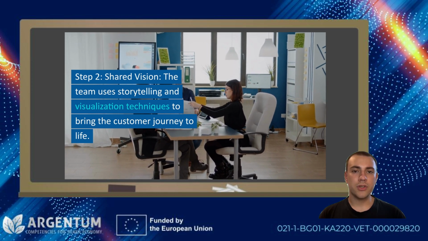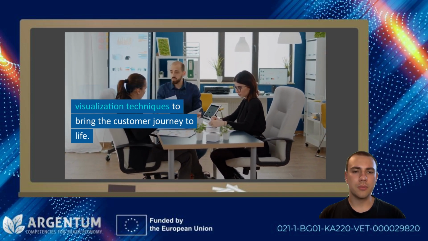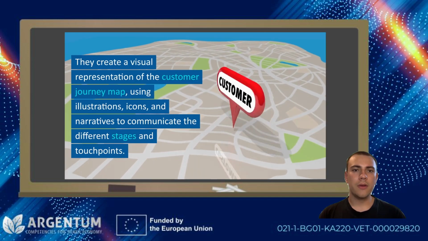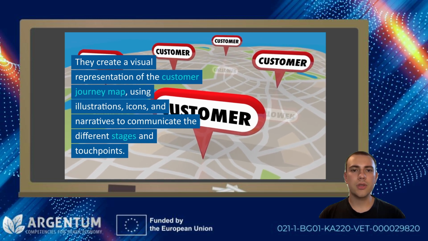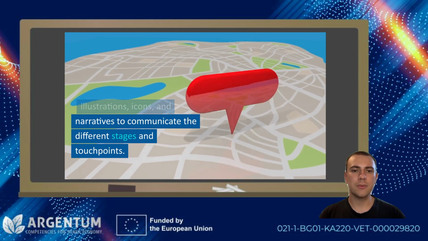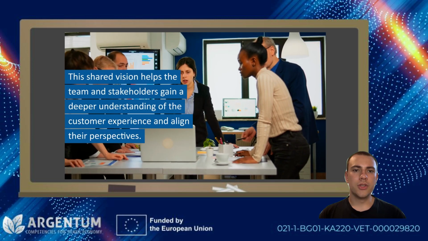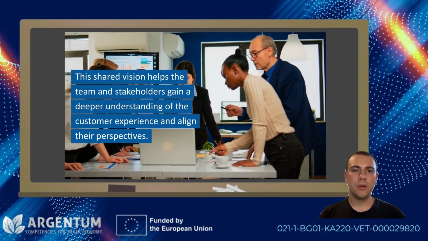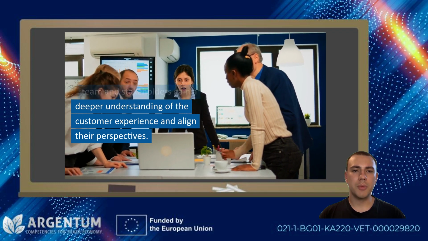Step 2. Shared vision. The team uses storytelling and visualization techniques to bring the customer journey to life. They create a visual representation of the customer journey map using illustrations, icons, and narratives to communicate the different stages and touchpoints. This shared vision helps the team and stakeholders gain a deeper understanding of the customer experience and align their perspectives.